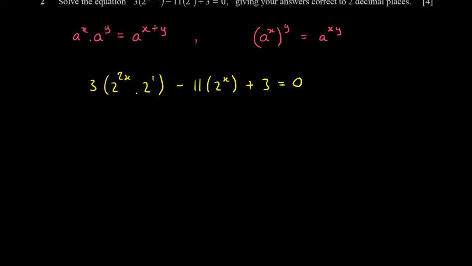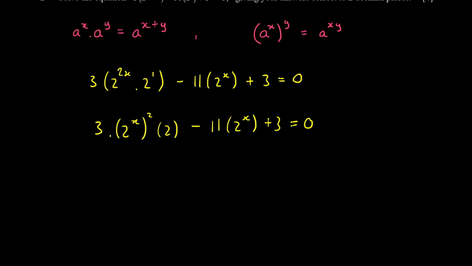All right, now then, this guy here, what have I got there? I am able to split this guy up in the same way. So instead of having a to the power of xy, I could split it up to be a to the power of x all to the power of y. So what I'm going to do here is instead of 2 to the power of 2x, I'm going to change it to be 2 to the power of x to the power of 2. So I've got 3 times by 2 to the power of x to the power of 2 times by 2. Okay, minus 11 times by 2 to the power of x plus 3 is equal to 0.